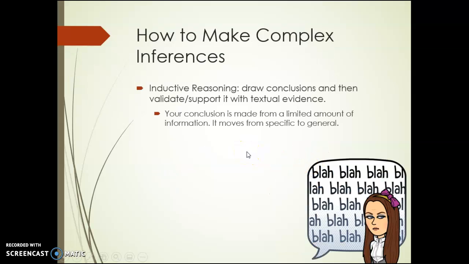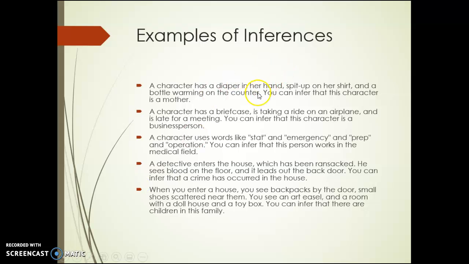So there's two ways that we can think about making complex inferences. The first is through inductive reasoning. That's when we draw conclusions and then we validate or support it with textual evidence. And when we are using inductive reasoning, your conclusion is made from a limited amount of information and it moves from specific to general. For example, a character has a diaper in her hand, spit up on her shirt, and a bottle warming on the counter. You can infer that this character is a mother.